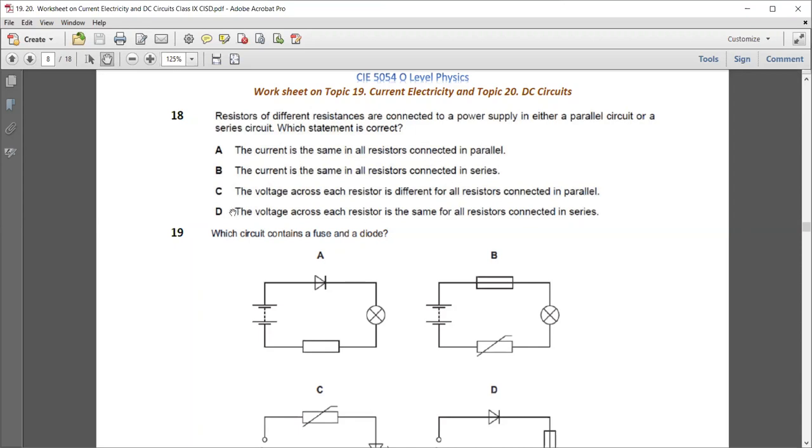B for Bangladesh and D for Dhaka, right? This way you say. C for Chittagong. So someone is saying D, someone is saying B.